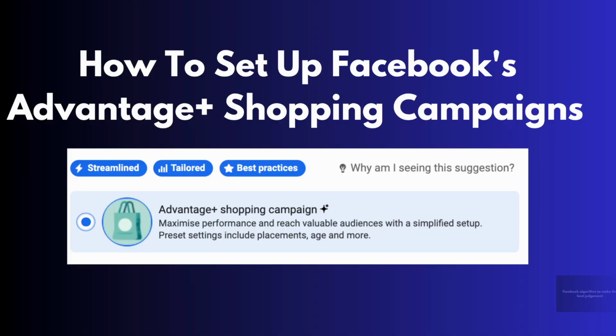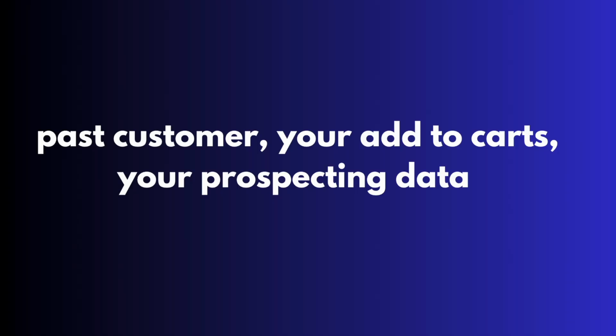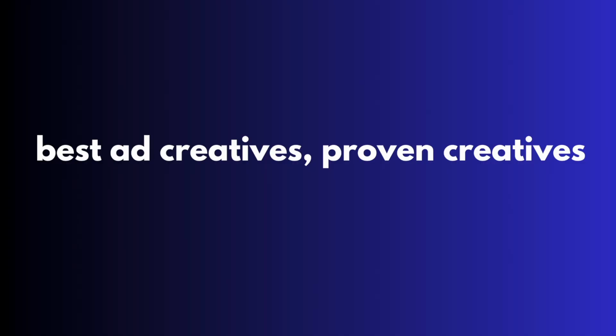In this video, we are going to cover Advantage Plus shopping campaigns in Facebook. If you don't know what Advantage Plus shopping campaigns are, it means Facebook will be using your past customers, your add to carts, your prospecting data, all the past data from start to the end of the customer journey. All will be used by the Facebook algorithm to run both prospecting and retargeting campaigns within a single campaign. Facebook is going to choose your best ad creatives and proven creatives and use them in the combination of prospecting and retargeting and give you the best possible results.